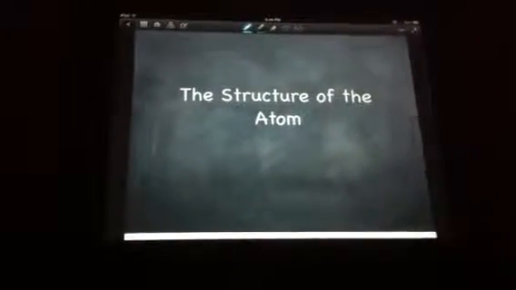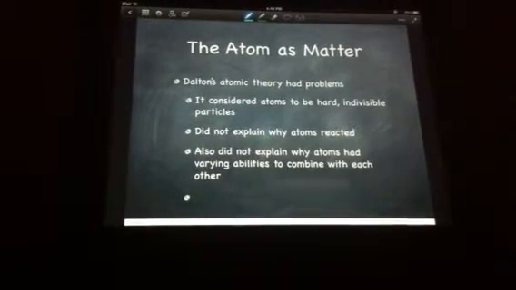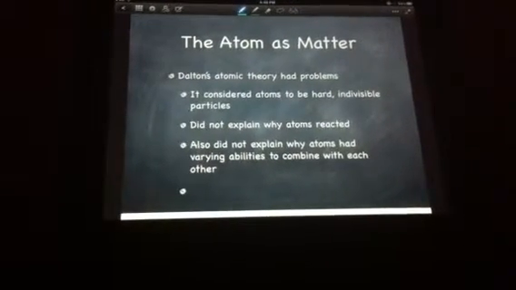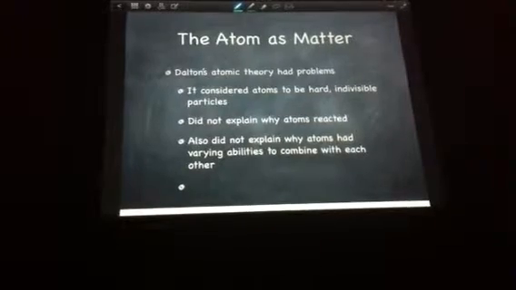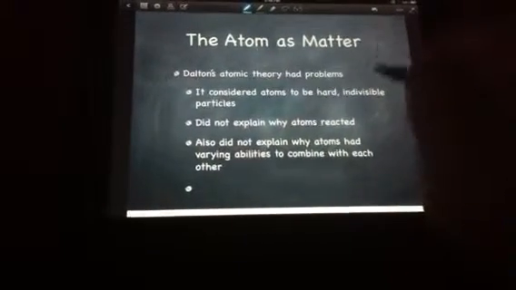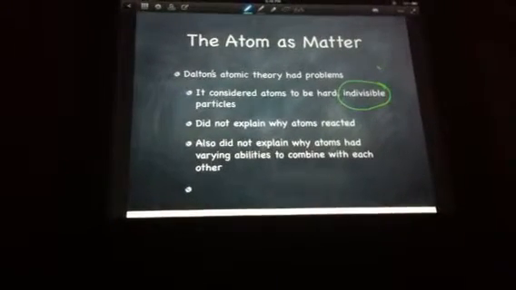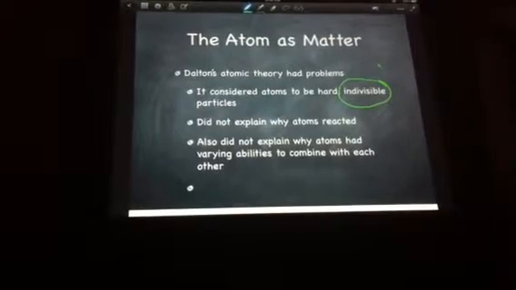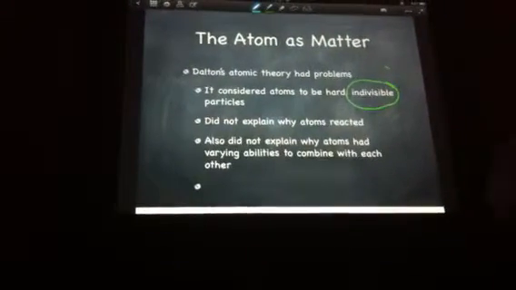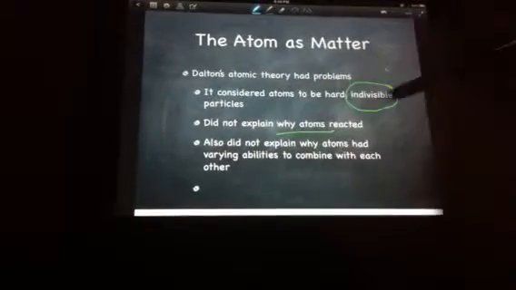Okay, this is on the structure of the atom. We learned about Dalton's atomic theory. There were problems with Dalton's atomic theory. One of the major things is that it considered atoms to be hard, indivisible particles, which means that there's no proton, neutron, or electron. And since they're indivisible, it couldn't explain why atoms reacted.